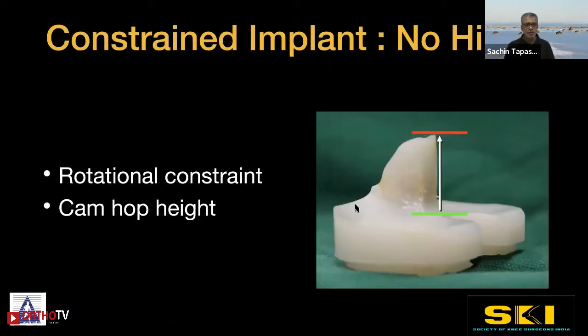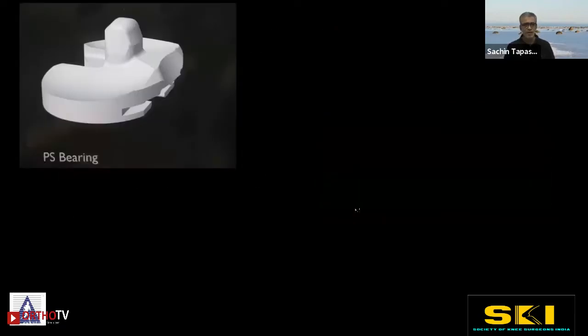So a constrained prosthesis, which does not have a hinge, will provide rotational constraint. And what you need to understand is what is called the cam hop height. This hop height is going to determine what sort of jump height your prosthesis has, which makes it completely stable during the arc of flexion extension.